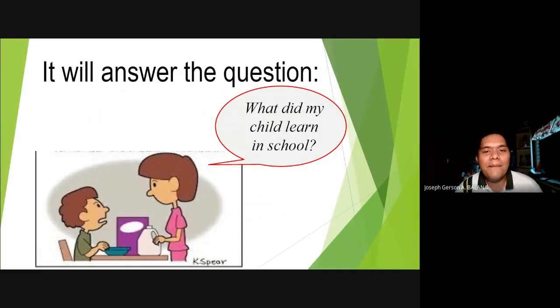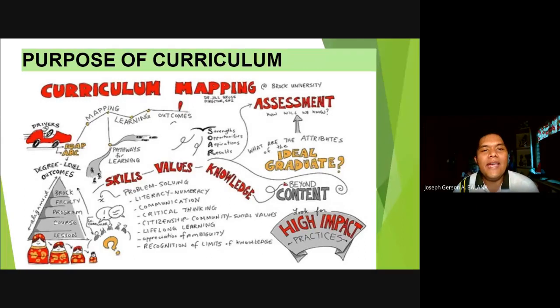Thus, the curriculum map will answer the essential questions on what did my child learn in school? As parents, as teachers, as stakeholders in general, they will be looking into and evaluate the quality of learning in terms of ano bang natutunan ng aking anak ng isang estudyante mula sa paaralan. That is why the purpose of curriculum mapping cannot be underemphasized and it cannot be taken for granted.